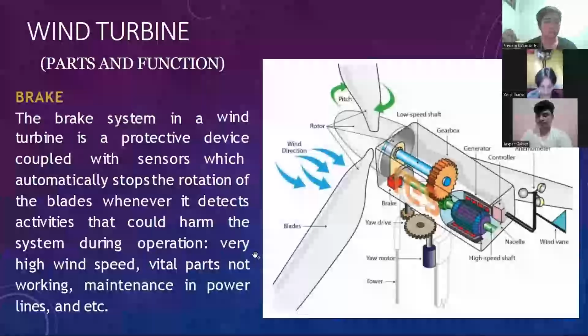So now we have the brake system in a wind turbine. It's a protective device coupled with sensors which automatically stops the rotation of the blades whenever it detects activities that could harm the system during operation, such as very high wind speed, vital parts not working, and maintenance in power lines.